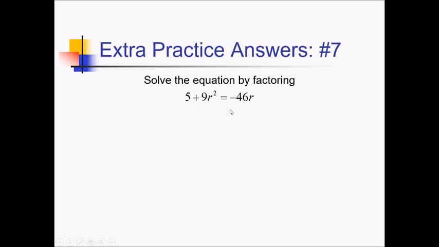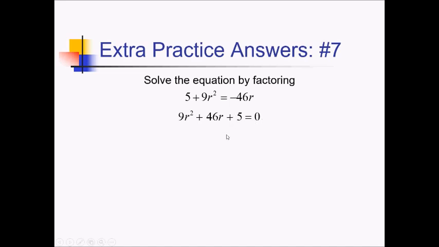To solve this equation by factoring, I need to get everything in order on one side. So on the left side here, first I'd like to write this 9r squared first. And then this 5 will come sometime after. I need to also get this 46r over to the left side. So I'm going to add the 46r over to the left. So I'll write plus 46r. And then this plus 5 is on the end of all that on the left side. And on the right side, we have 0.